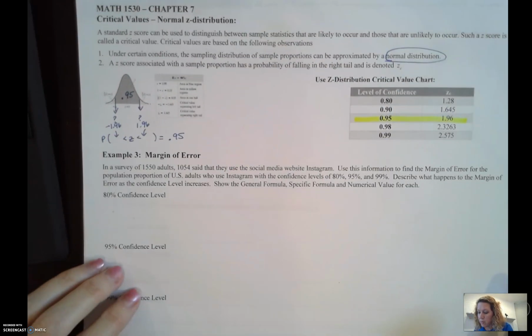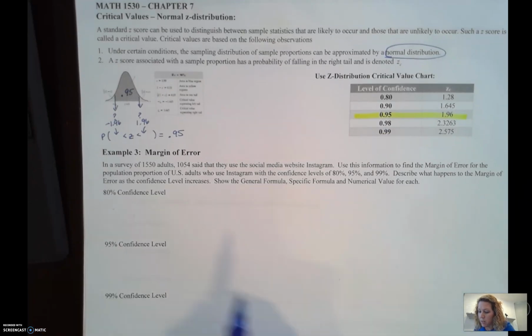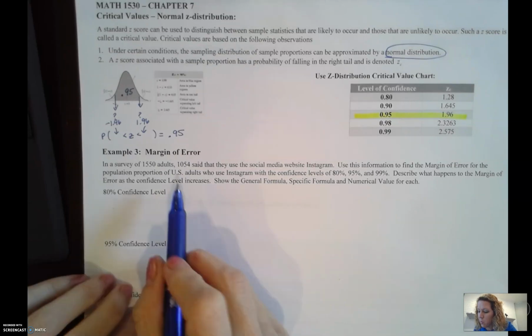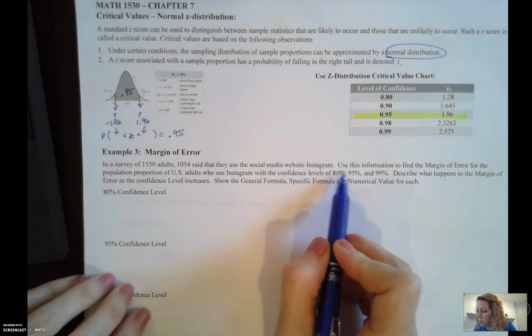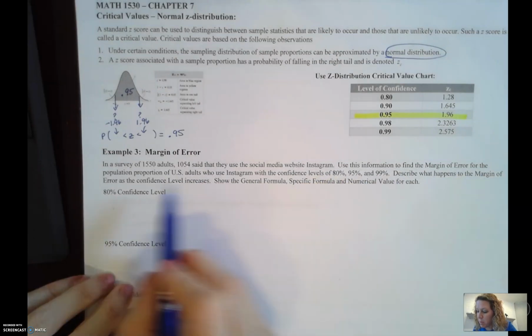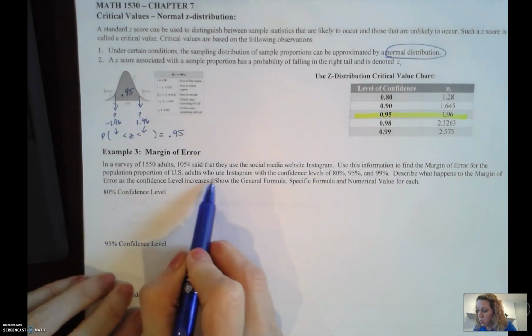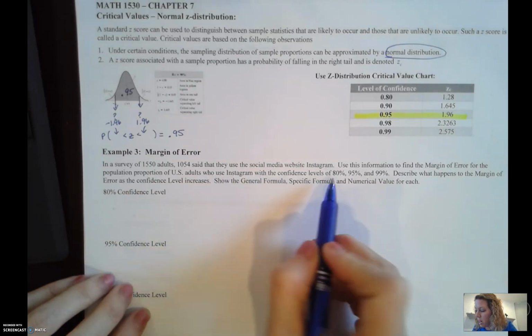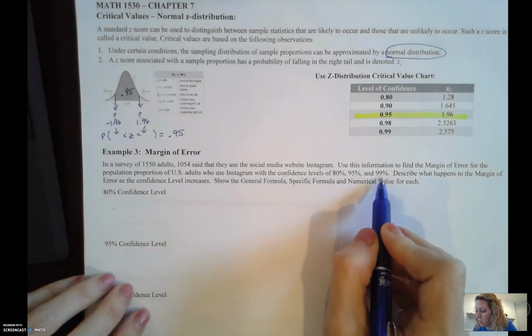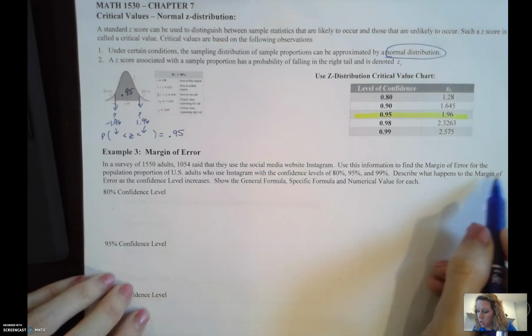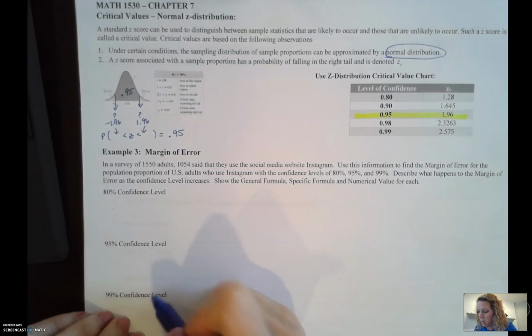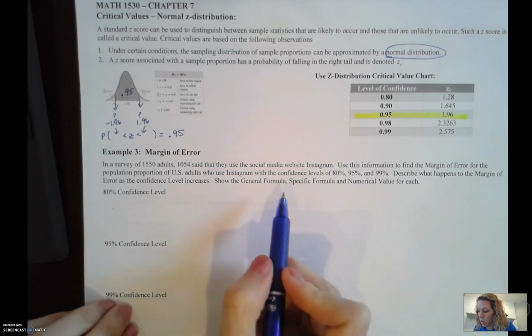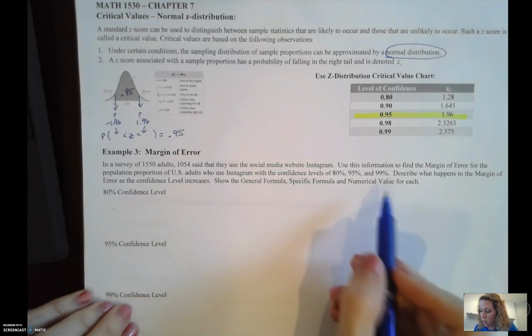Now the margin of error. To calculate the margin of error, it says in a survey of 1,550 adults, 1,054 said they used the website Instagram. Use this information to find the margin of error for the population proportion of U.S. adults who use Instagram with the confidence levels of 80%, 95%, and 99%. Describe what happens to the margin of error as the confidence level increases. So we're going to look to see what happens as the confidence level increases. We're going to show the general formula, specific, and numerical value.